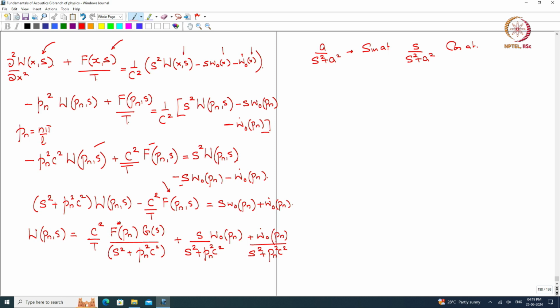So now what we have is that when we try to get back to the space, w of x comma s, this is small w, is now 2 over L summation w of p n comma s sine n pi x by L, just as before. So now we supply w p n comma s here.